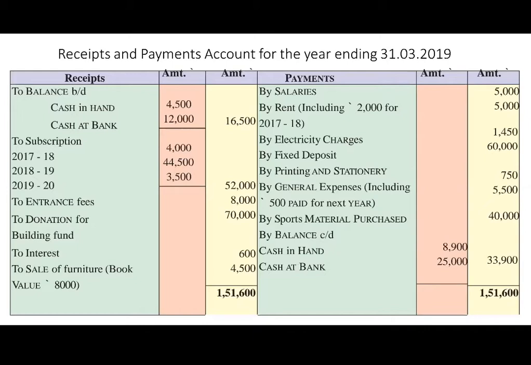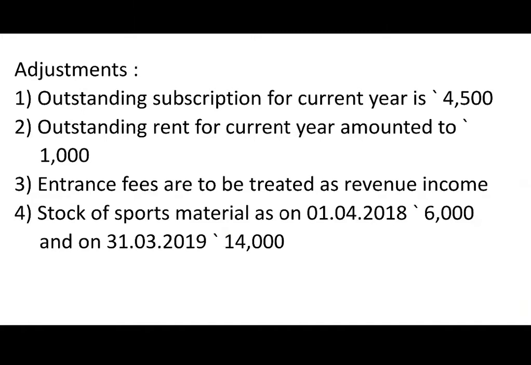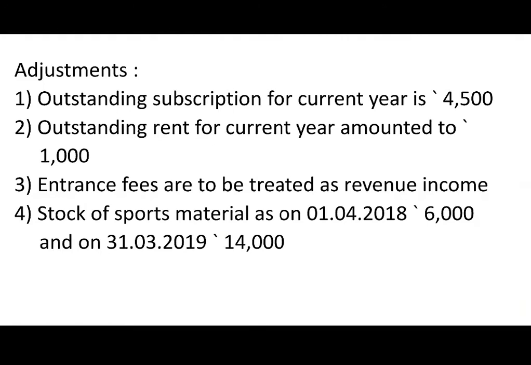Okay, then now we will go with the adjustments, one by one. The very first adjustment given is outstanding subscription for current year. If the outstanding subscription is for the current year, it will show two effects. If it is of the current year, how many effects will you show? Two effects.